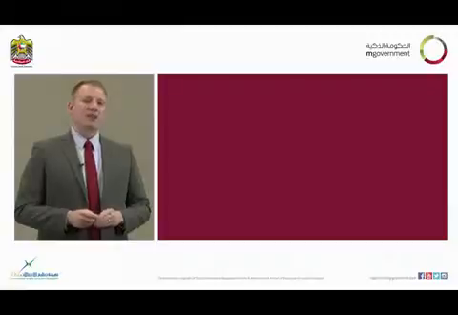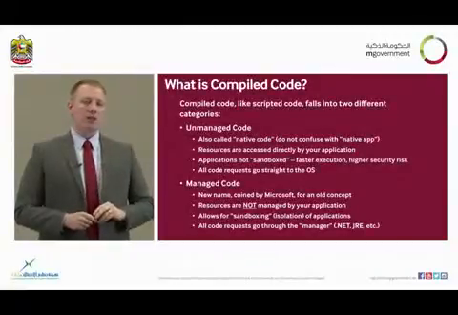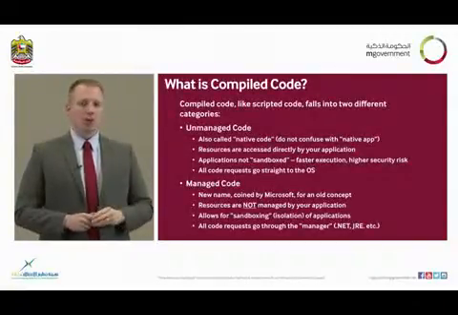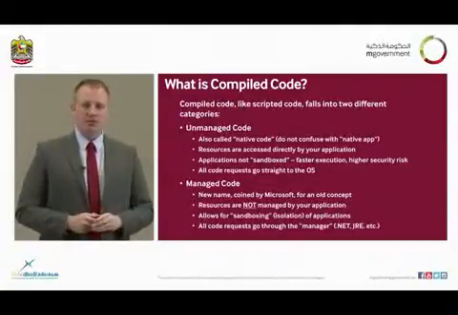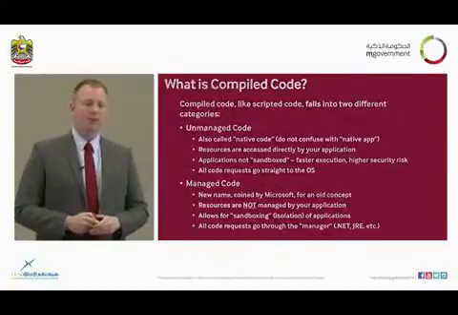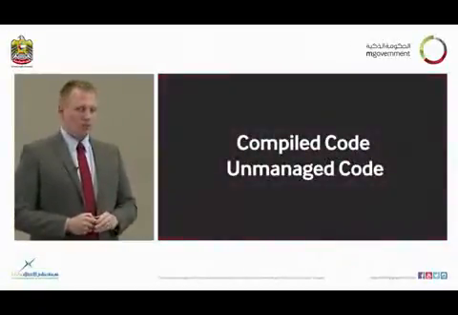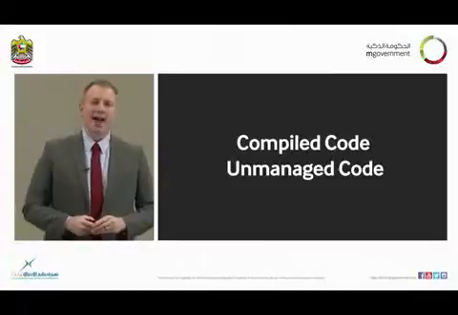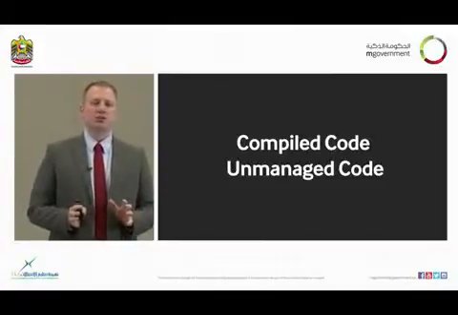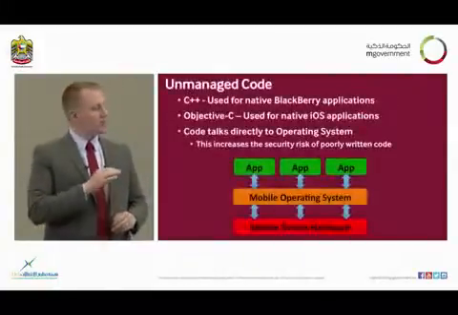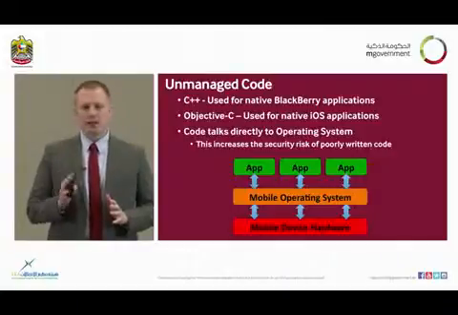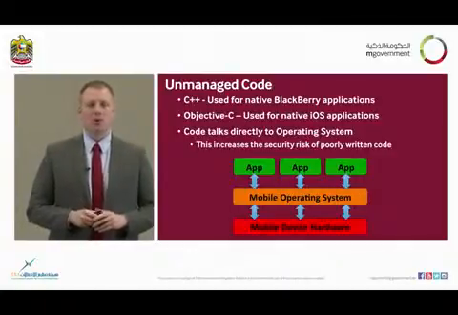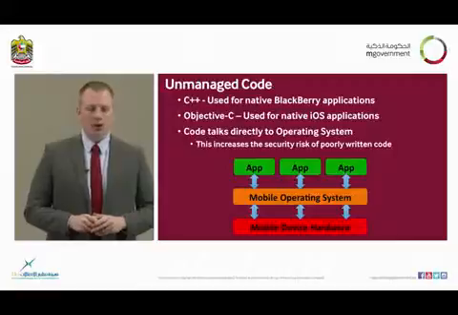And we can break it down into two categories that we are going to discuss. There is unmanaged code, and there is managed code. The differences between these, we'll get to them right now. Unmanaged code. This is code that has direct access into the operating system and the resources that it provides. As you can see in this example, any applications can interact directly with the mobile operating system, which itself has direct control of the hardware.